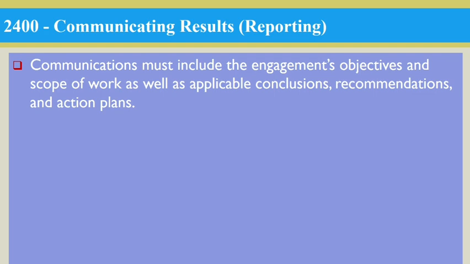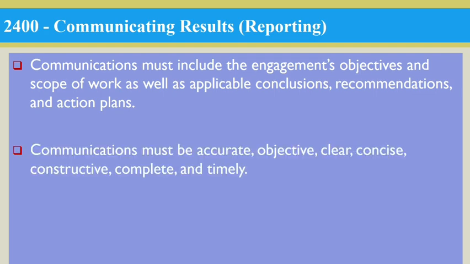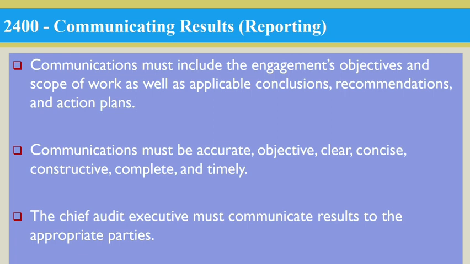So your report must include observations, implications, conclusion and recommendations, and action plan and time framework when you're going to execute the recommendations of the engagement. Communications must be accurate, objective, clear, concise, constructive, complete, and timely. The Chief Audit Executive must communicate results to the appropriate parties in the firm.